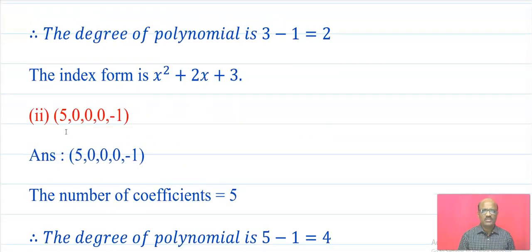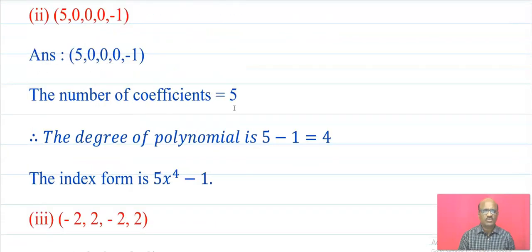What about here? Number of the coefficients 1, 2, 3, 4, 5. Number of the coefficients is 5. Degree of the polynomial is 5 minus 1, that is equal to 4. And it is written as 5x raised to 4 minus 1 directly.